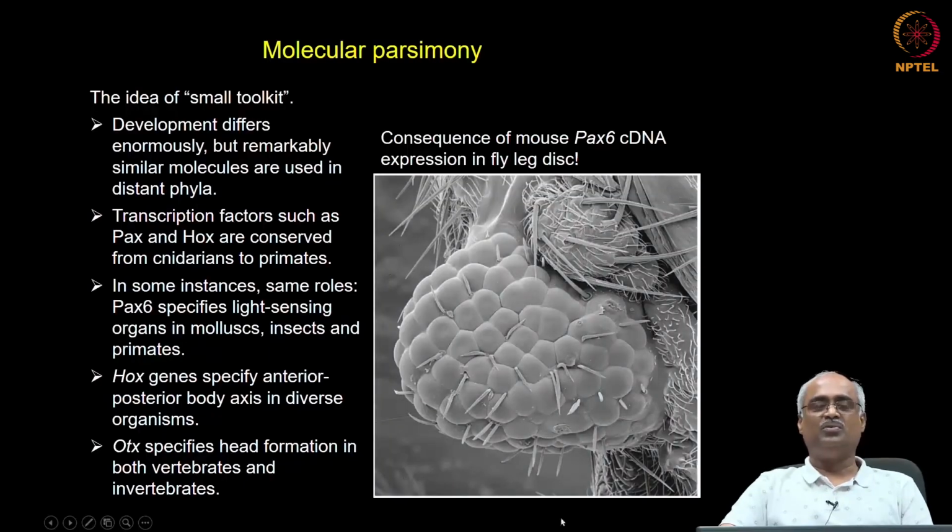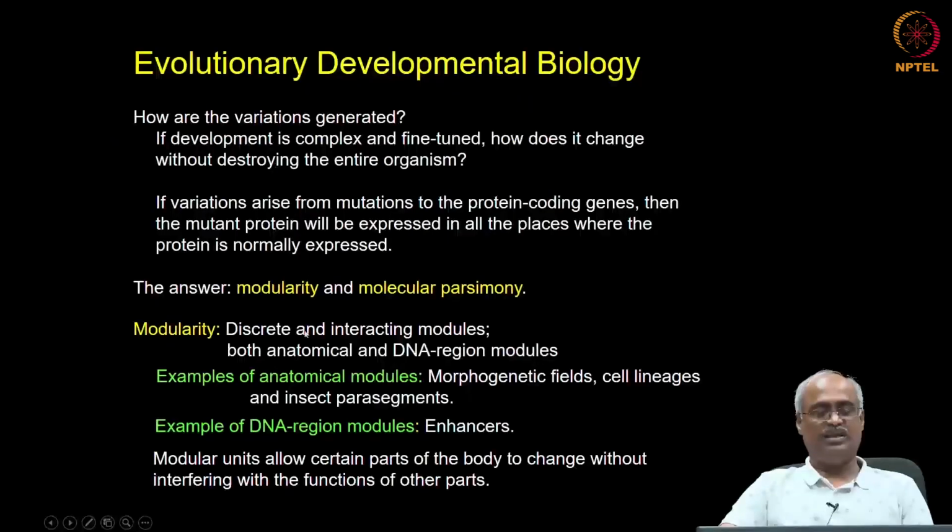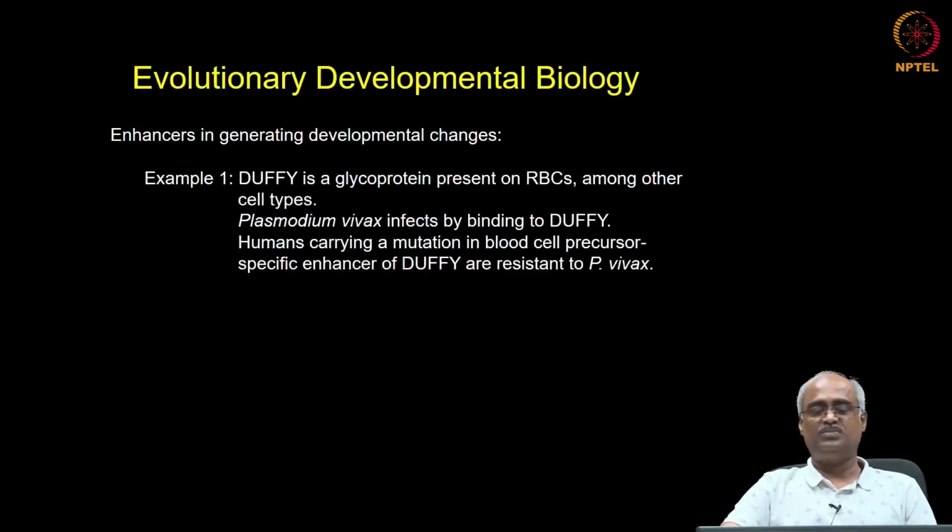So now we move to the next concept. Okay, so we learnt about what is modularity, but essentially I showed evidence specifically for enhancer modules, and this I kind of indicated some of the things that we have already learnt. Okay, so now we will look at molecular parsimony. What is molecular parsimony and how that helps in generating variations.